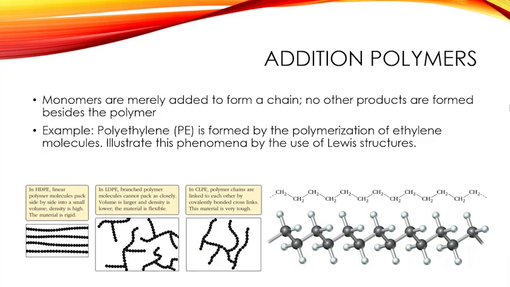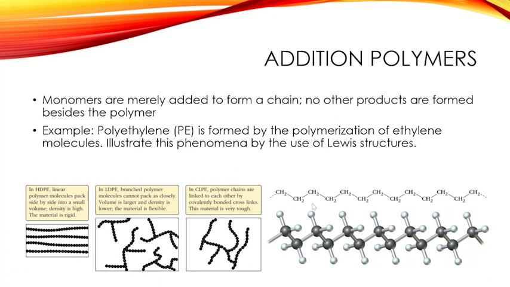Let's start with addition polymers. Monomers are merely added to form a chain and no other products are formed besides the polymer. So for addition polymers, you are simply adding monomers together without any other product except the polymer itself. A very good example of an addition polymer is polyethylene or PE. It is formed by the polymerization of ethylene molecules. In this instance, ethylene is our monomer and polyethylene is our polymer.